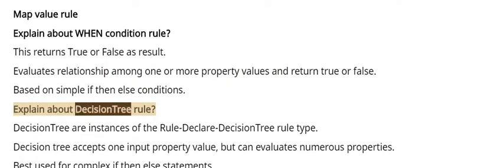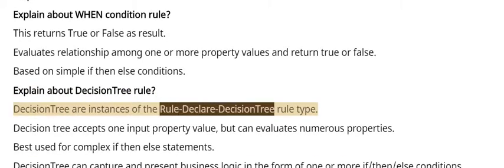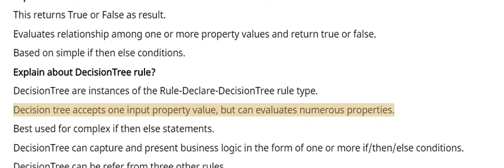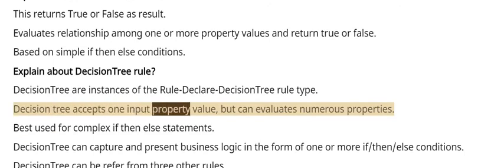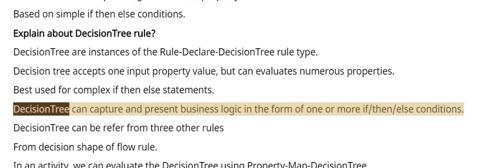Explain about decision tree rule. Decision trees are instances of the rule declare decision tree rule type. A decision tree accepts one input property value, but can evaluate numerous properties. It is best used for complex if-then-else statements. A decision tree can capture and present business logic in the form of one or more if/then/else conditions.